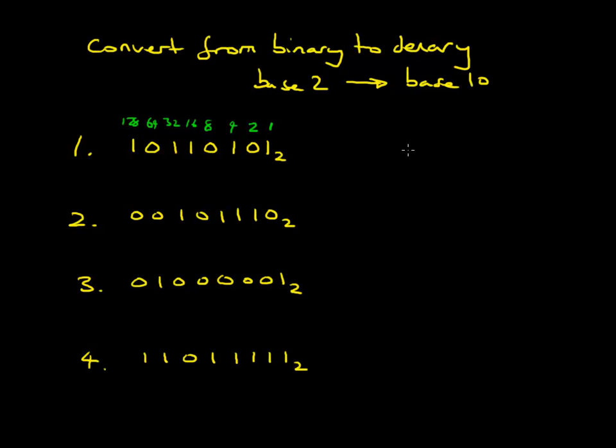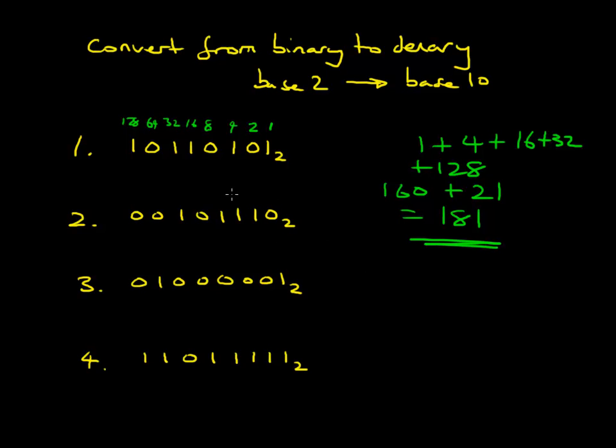So we've got one of the 1s plus a 4 plus a 16 plus a 32 plus a 128. So 128 plus 32 makes 160, plus the 16 and the 4 is 20, plus the 1 is 21. So that will come to 181.